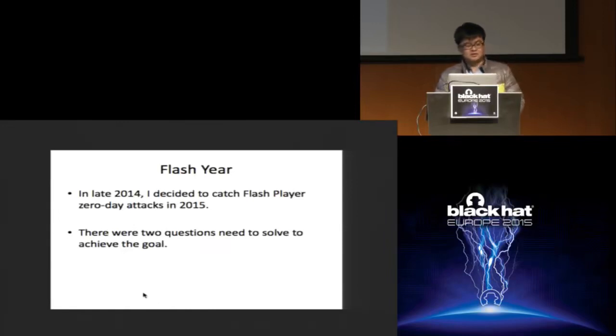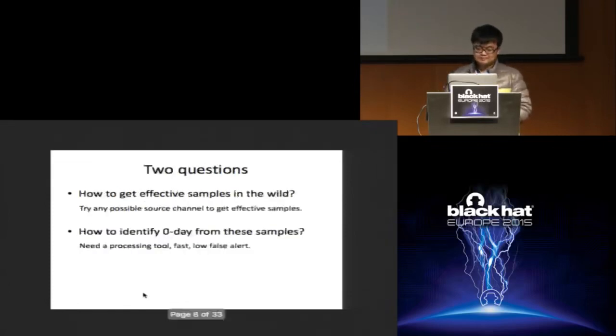To achieve this goal, there were two problems that needed to be solved. The first problem is how to get effective samples in the wild. I need to find some sourcing channels that can provide effective samples in the wild. And the second problem is how to identify zero-day exploits from these samples, because the number of these samples may be very large. You need a tool or an automation process.